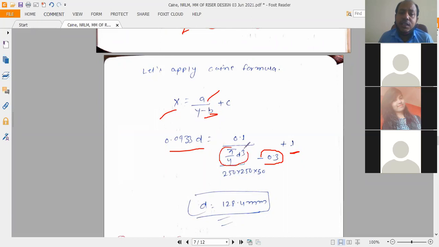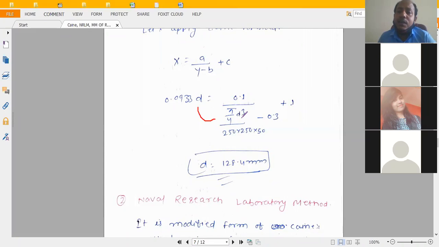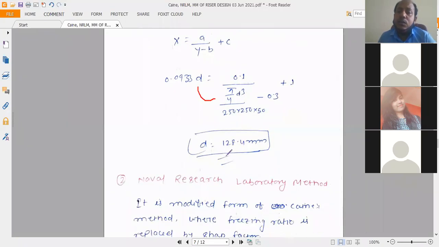देखो, वॉल्यूम ऑफ राइजर लिख दिए π/4 d²h और वॉल्यूम ऑफ कास्टिंग लिख दिए 250 into 250 into 50 volume of casting. Now let us see, this is one equation and one unknown, so it can be calculated. Then you have to apply the calculator and it will be solved easily. So d is equal to 12.84 centimeter and it is 128.4 mm.